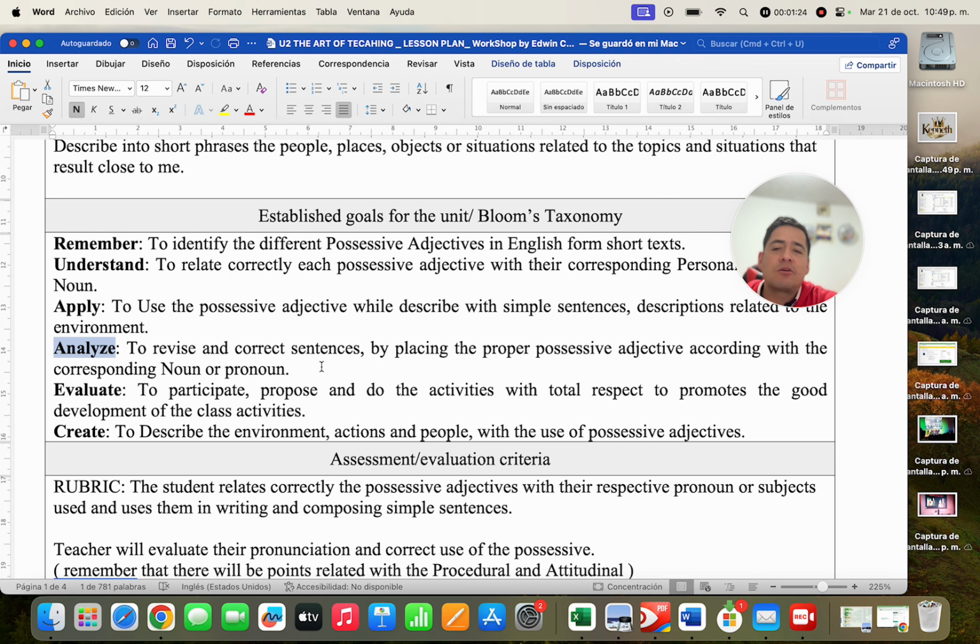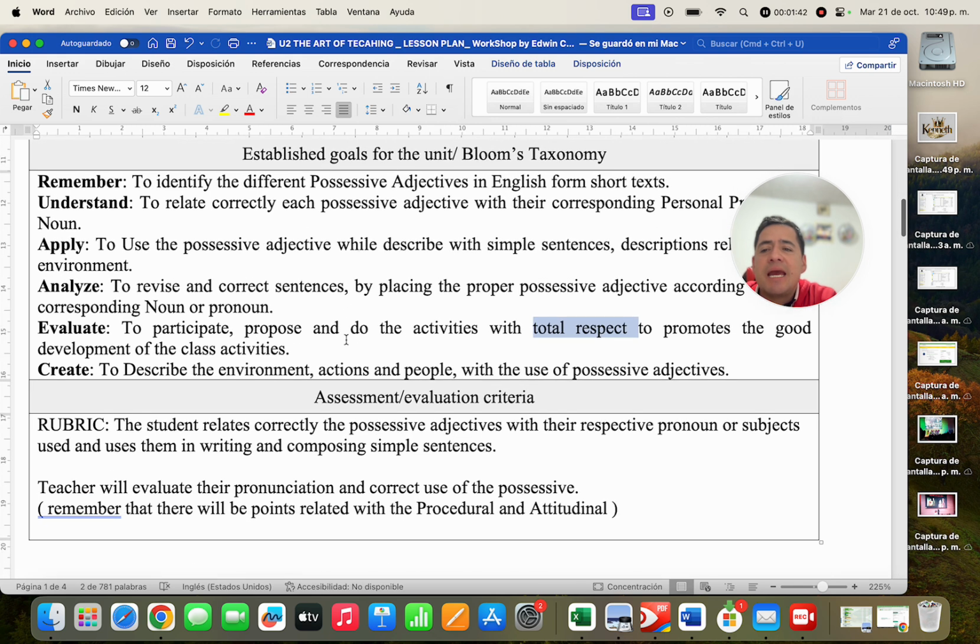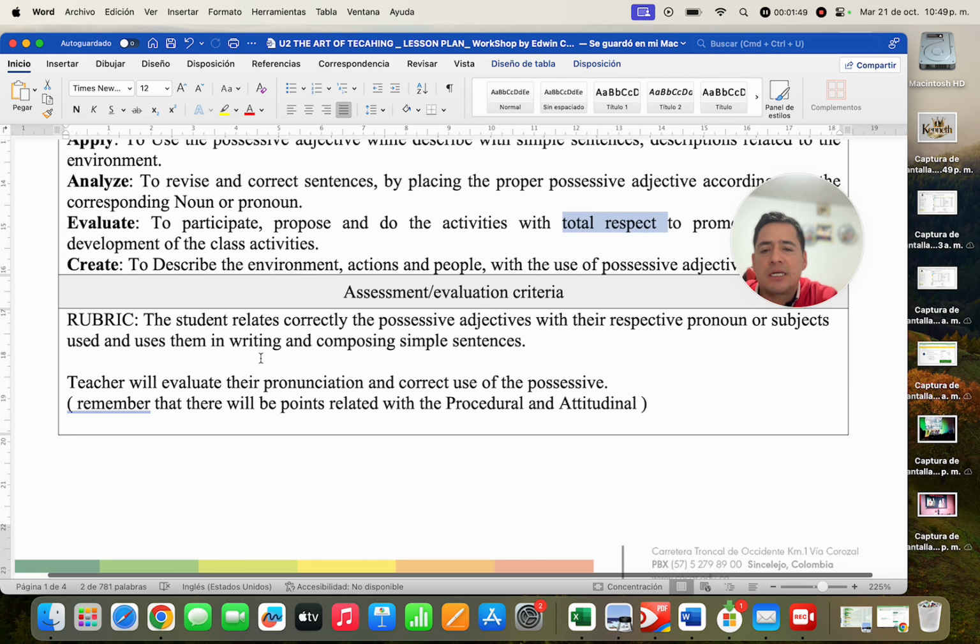Analyze: to revise and correct sentences by placing the proper possessive adjectives according to the corresponding pronoun. What is going to be evaluated? Evaluate: to participate, propose, and do activities with total respect. It is very important to promote the good development of the class activity. Create: in the creation part, to describe the environment, actions, and people with the use of possessive adjectives.